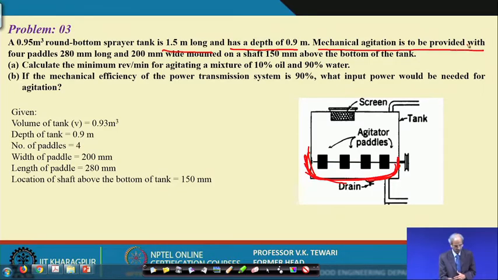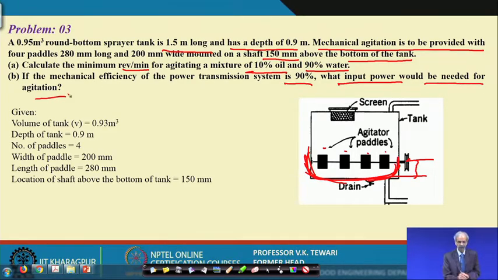Mechanical agitation is to be provided with 4 paddles, 1, 2, 3, 4 paddles, 280 millimeter long and 200 millimeter wide, mounted on a shaft 150 millimeter above the bottom of the tank. So, this distance is known to you. Then calculate the minimum revolutions per minute for agitating a mixture of 10% oil and 90% water. And the mechanical efficiency of the power transmission is 90%. What input power would be needed for this particular agitation? Well, these are already given to you. So, let us see how you proceed.